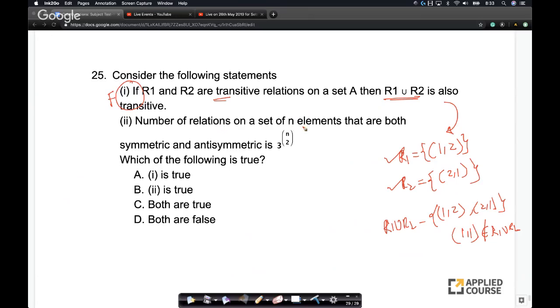Number of relations on a set of n elements that are both symmetric and anti-symmetric. Remember, this is a very interesting question, right? All symmetric matrices are anti-symmetric. If you notice, all symmetric matrices are also anti-symmetric. And we have shown for anti-symmetric matrices that the number of elements is 3 power n choose 2.